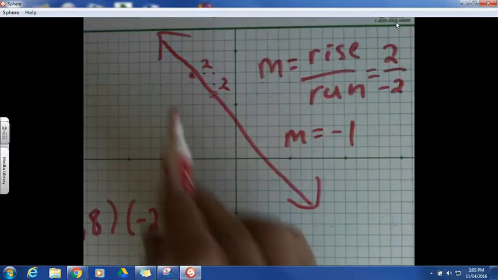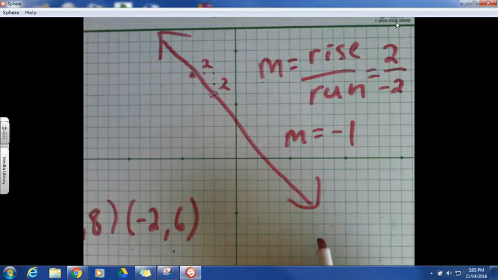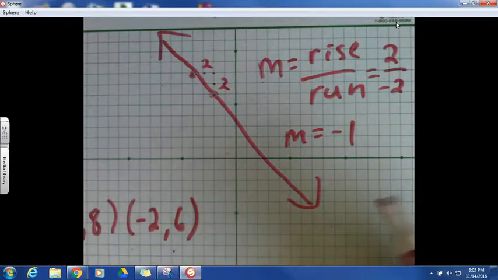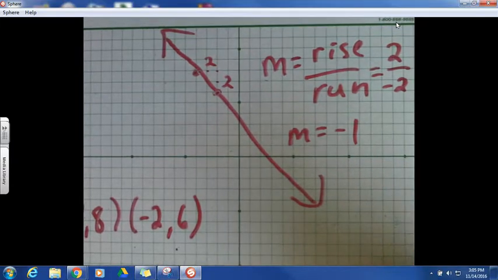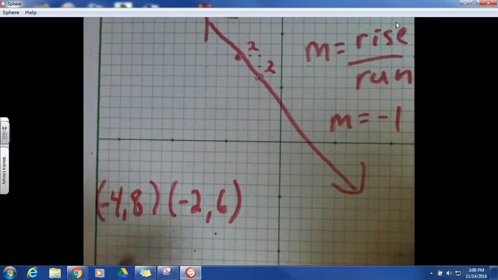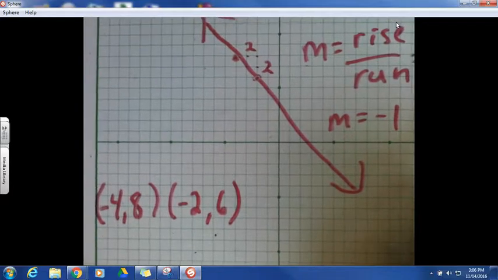And again, we saw right away that our slope was negative, just from the shape of our line, so it makes sense to get a negative number here. So that's the first way to solve slope when given 2 ordered pairs.